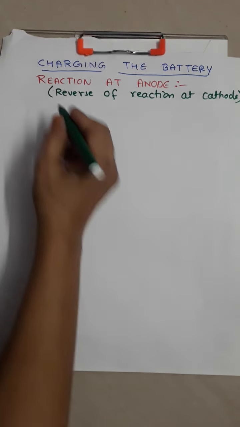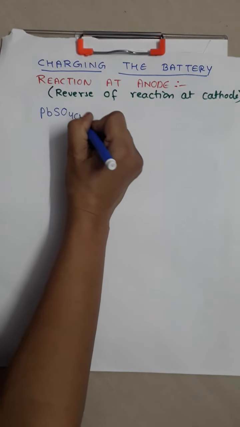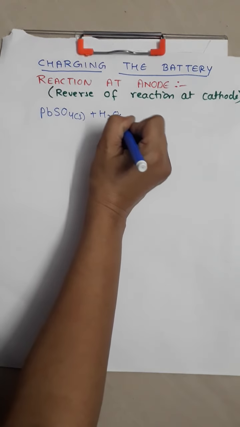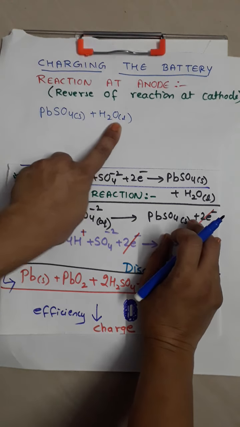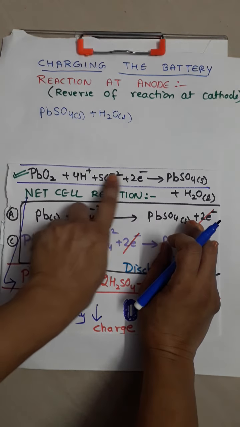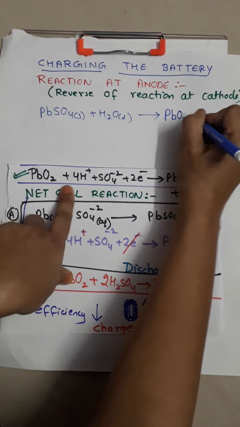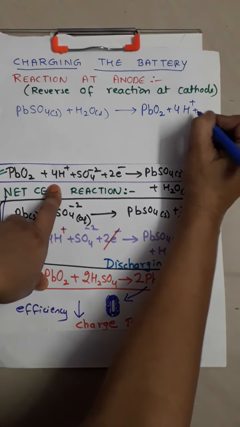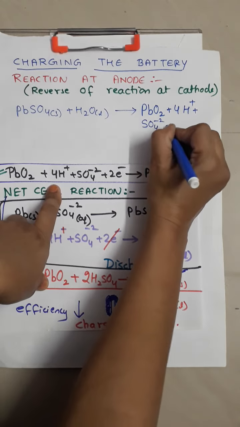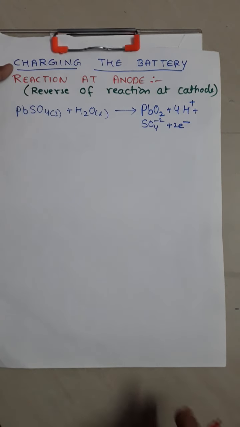So I'm going to write here PbSO4 solid plus H2O liquid. We can take reference of this. I wrote the products first, and now I'm writing this as the product. So they react and we get PbO2 plus 4H plus SO4 minus 2 plus 2e minus. So this is the reaction occurring at the anode during the charging part.